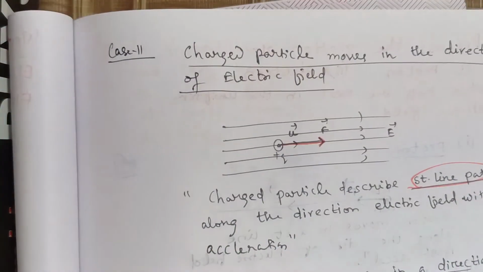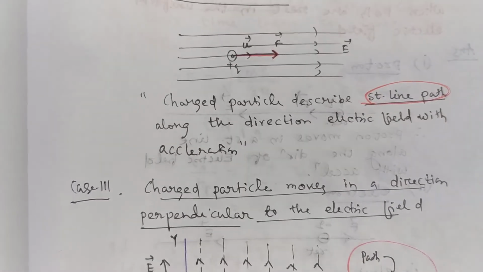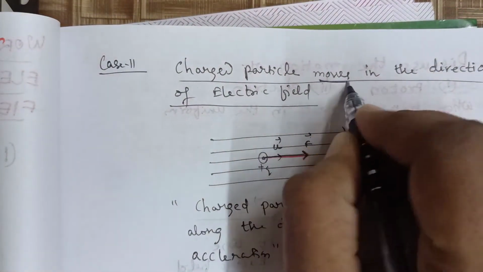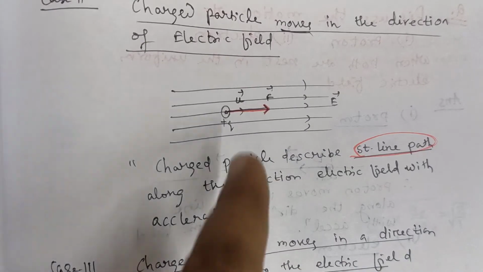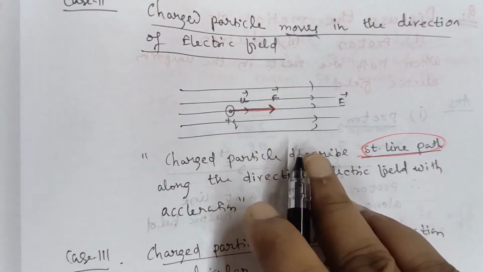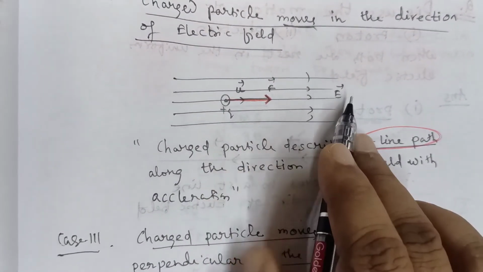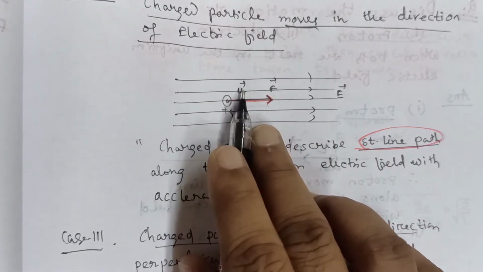Now there is a second case. What happens in the second case? The charged particle initially moves in the direction of the electric field. You see the diagram, the electric field is given here, that is a uniform electric field. Again you verify the lines of force are parallel and equispaced, and the electric field direction is from left to right, and the charged particle starts to move with velocity u.